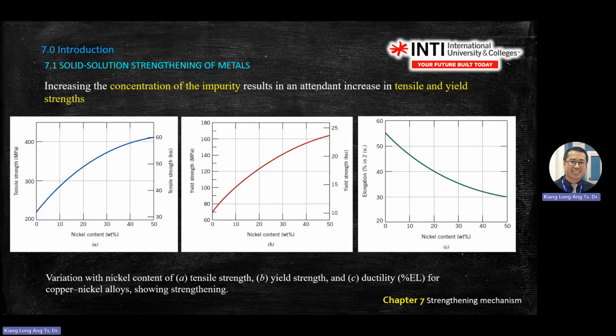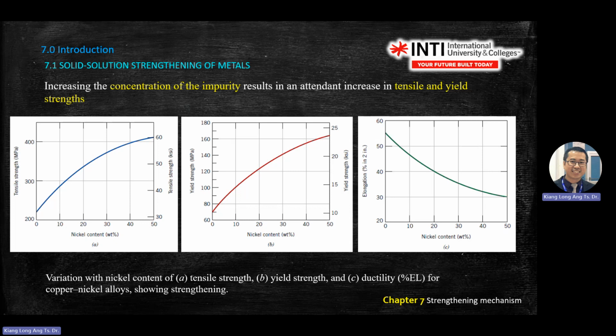So there are three graphs. The first one is tensile strength versus weight percentage of nickel. By now you should understand what tensile strength is, because this question is going to come out next week. If you don't understand, go and study. Weight percentage, also go and study. Then this one is yield strength.